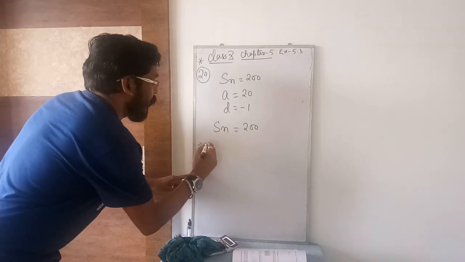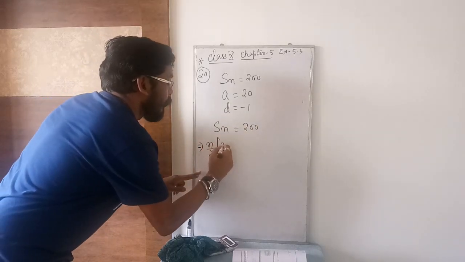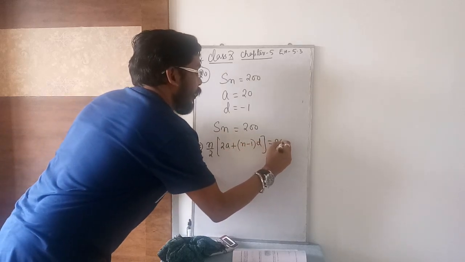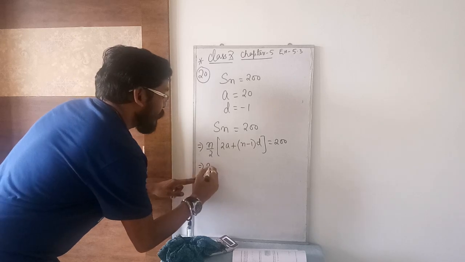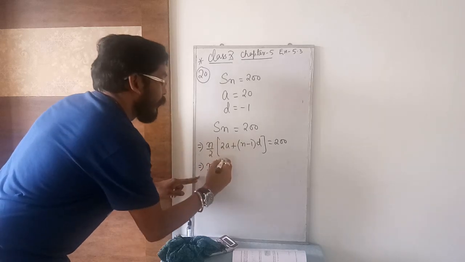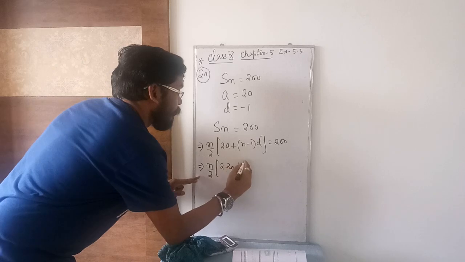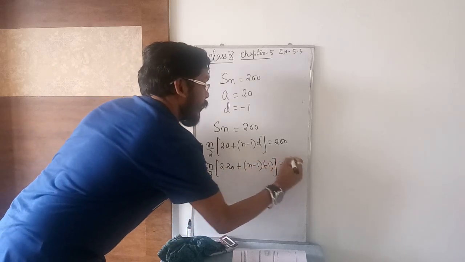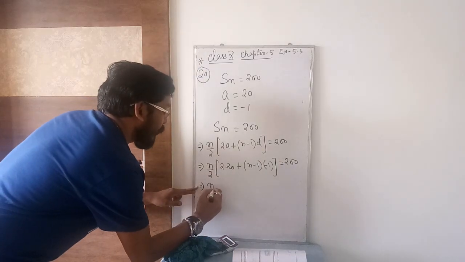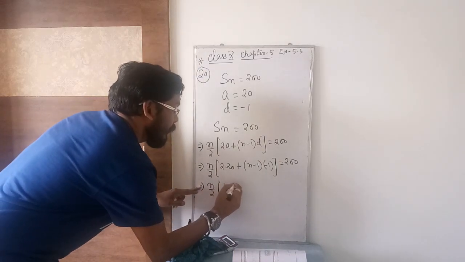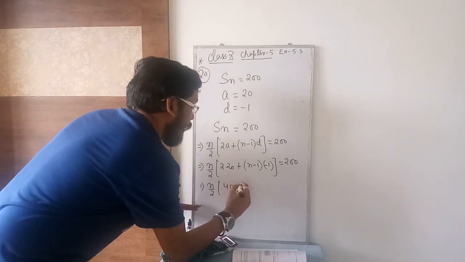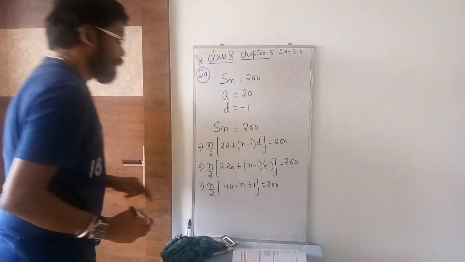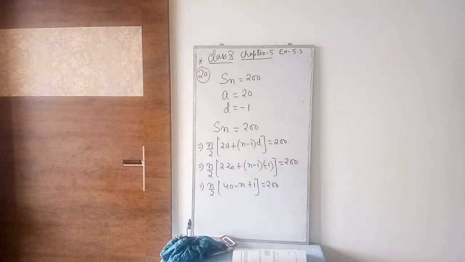Sn is given as 200. Sn formula you know: n by 2 into twice a plus n minus 1 into d equal to 200. So n is not known to you. n by 2, 2 into 20 plus n minus 1, your d is minus 1, equal to 200. So here it is n by 2, here it is 40, if you multiply it, minus n plus 1 equal to 200. Take the screenshot, I will rub the upper part.